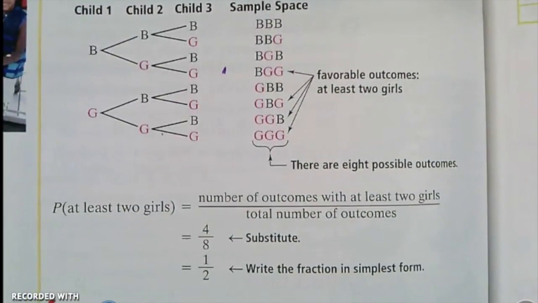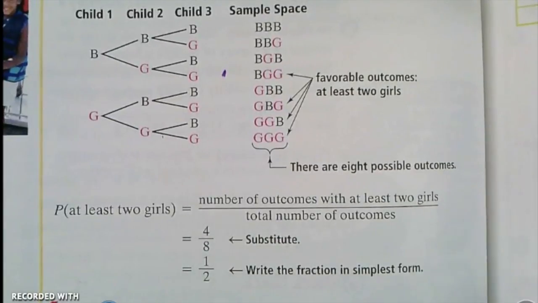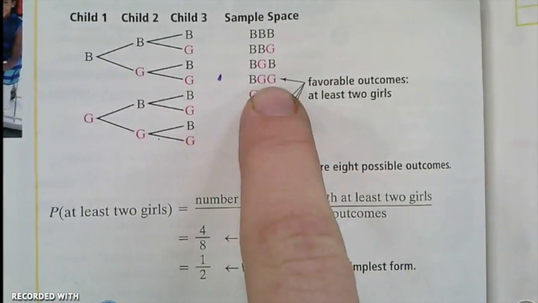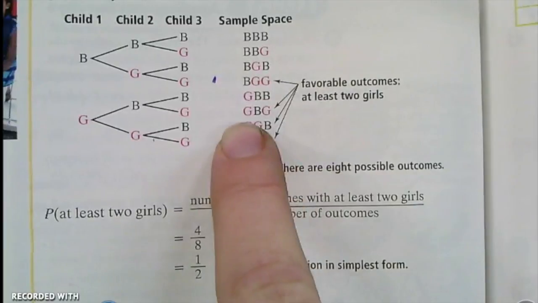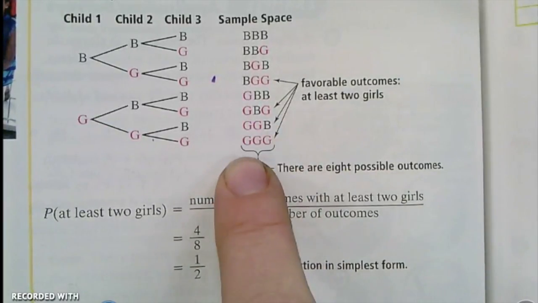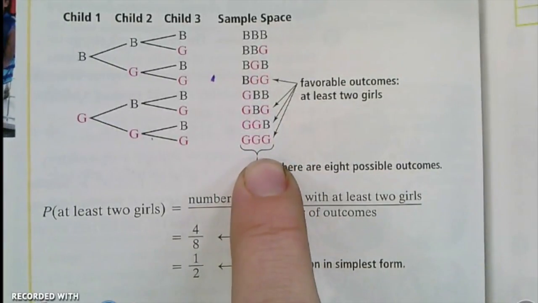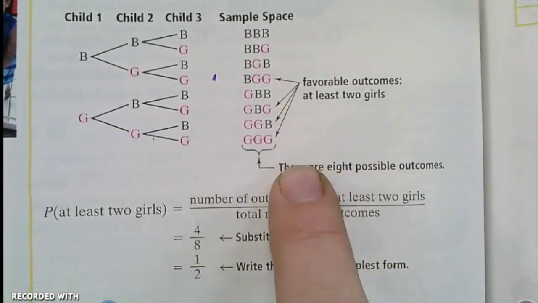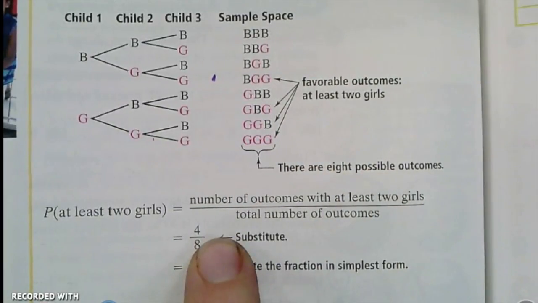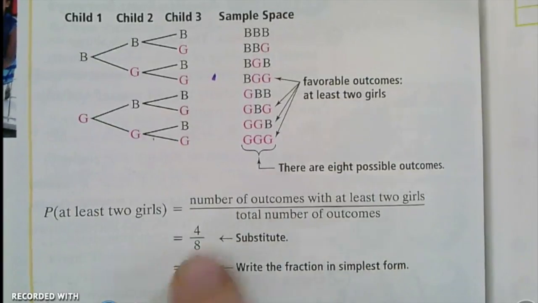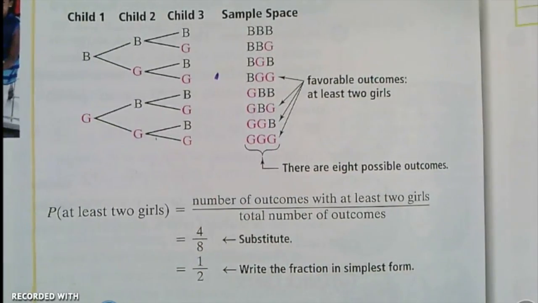So the probability of at least 2 girls, I'm going to look up here and find all the cases where there's 2 girls. That one's 2 girls, this one has 2 girls, that one has 2 girls. This is 3 girls, which is at least 2 girls. So we'll add up all those, and we get 4, and then there's a total of 8 in our sample space, so 4 over 8 equals 1/2.